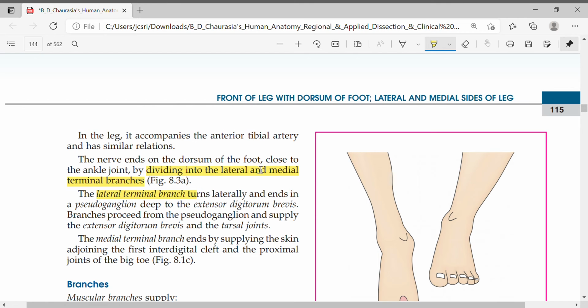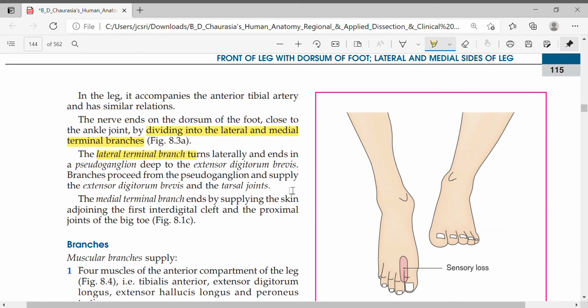Now it enters the dorsum of the foot by dividing into lateral and medial terminal branches. About this, you should know. The medial terminal branch is for the first dorsal interosseous and the first interdigital cleft and big toe, whereas the lateral is going to supply the second dorsal interosseous. Also, it is the pseudoganglion, which is deep to the extensor digitorum brevis. The lateral terminal branches proceed from the pseudoganglion and supply the extensor digitorum brevis and the tarsal joints.